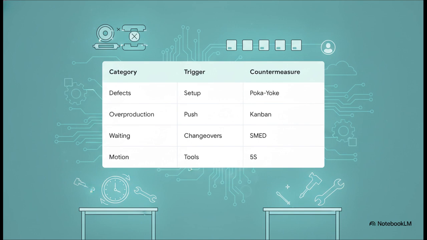For example, if your trigger is defects caused by inconsistent machine setups, your countermeasure is mistake-proofing, also known by the Japanese term poka-yoke. If you're fighting overproduction from traditional push scheduling, you implement a Kanban pull system to pace production to takt time, which is simply the rate of customer demand. Got waiting times from long changeovers? You hit that with SMED, single-minute exchange of die, to rapidly reduce setup times. And if motion from scattered tools is your main enemy, you deploy 5S workstation organization.